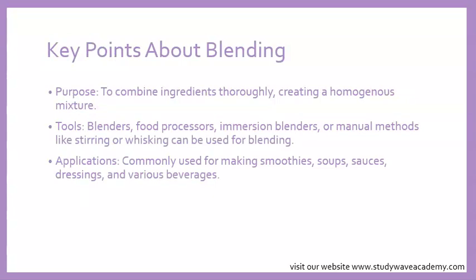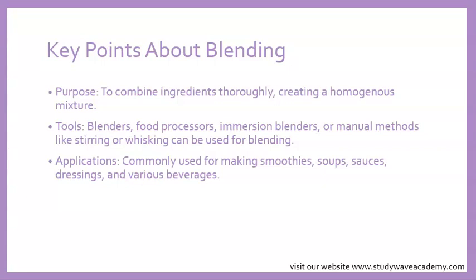Purpose: to combine ingredients thoroughly, creating a homogeneous mixture. Tools: blenders, food processors, immersion blenders, or manual methods like stirring or whisking can be used for blending. Applications: commonly used for making smoothies, soups, sauces, dressings, and various beverages. Do we understand blending?